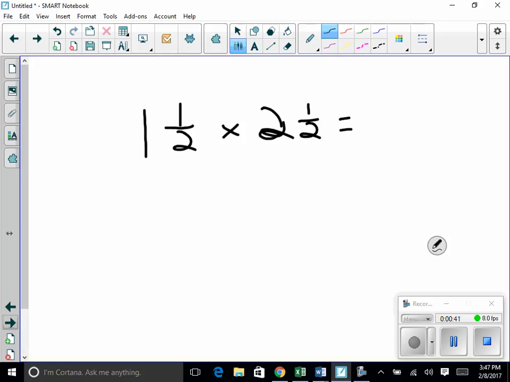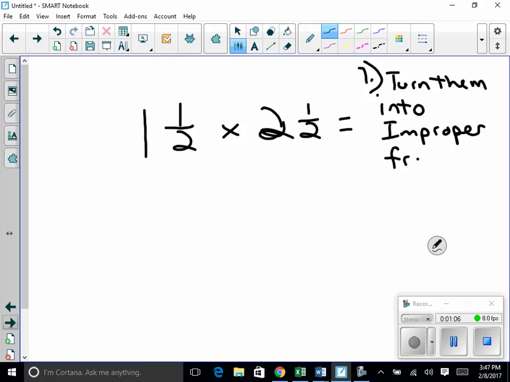Now, the first thing a lot of people would like to think is that you would take the 1 and then you would multiply by the 2 and then you multiply. What you need to do first is turn them into improper fractions. So I'm going to change them to improper fractions.